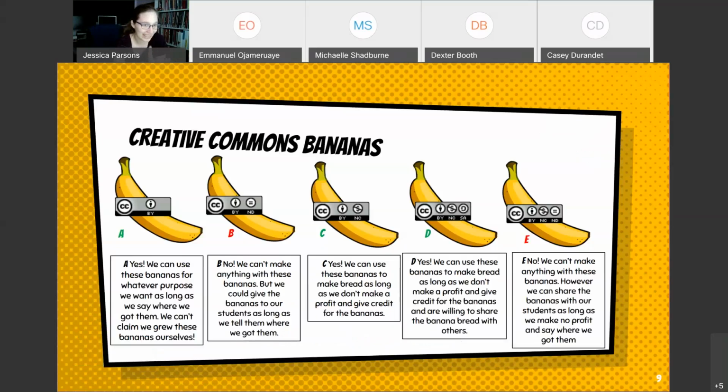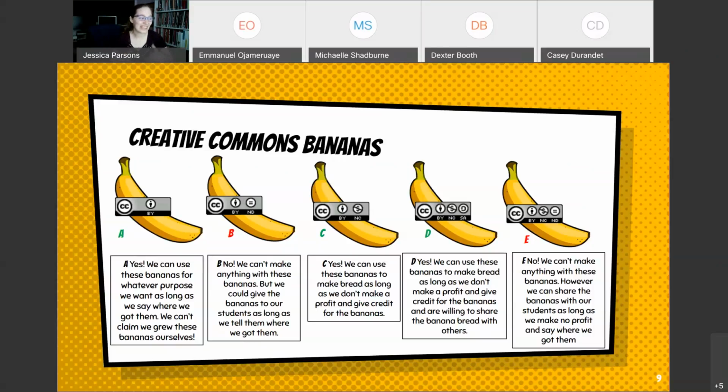So, A, yes, we can make banana bread out of this as long as we give credit for where we got the bananas. So I went down to Fry's and I bought these bananas and I made this banana bread for you students. That's all we have to do. For the next banana, B, we can't make banana bread out of this. What we can do is give this banana to our students and say, hey, I went to Fry's and I got this banana for you. We can't make any changes to it, but let's study the recipe for the banana bread and let's see how this would apply to the recipe.